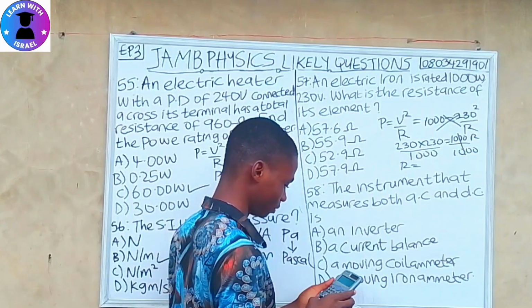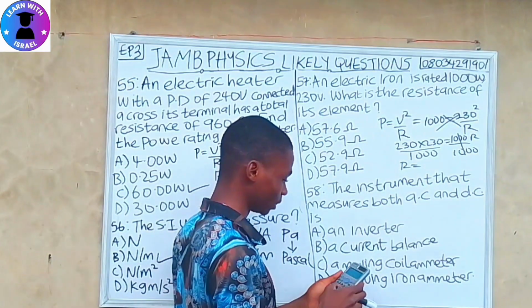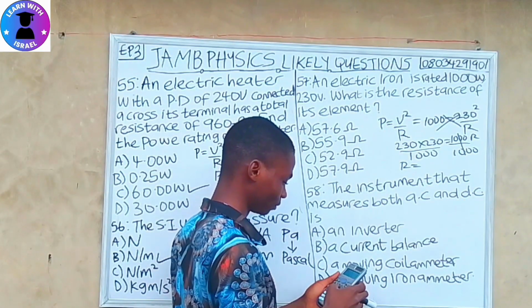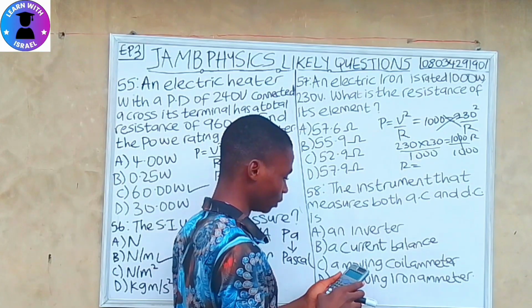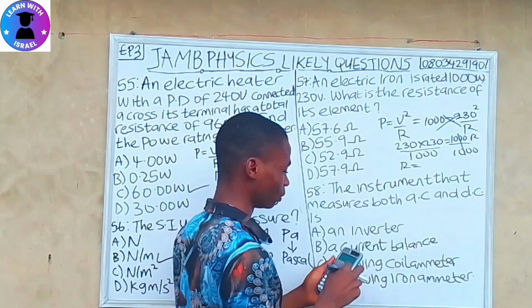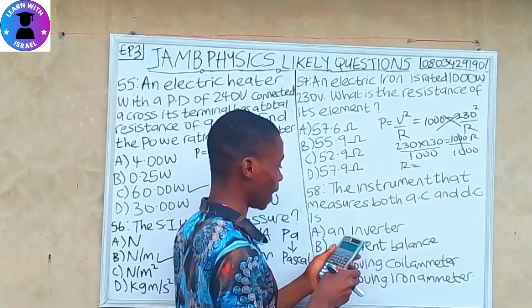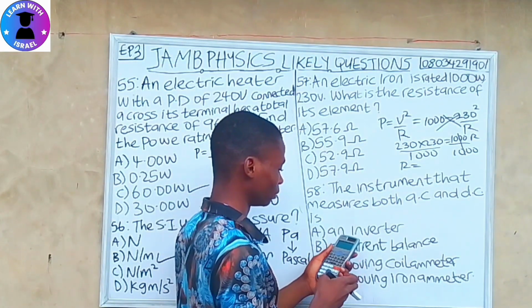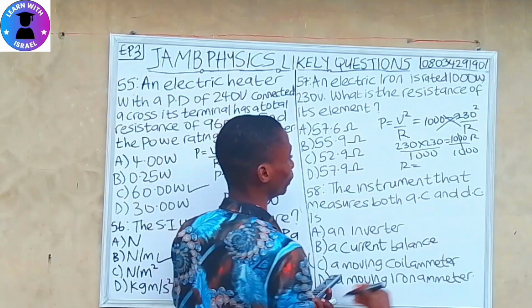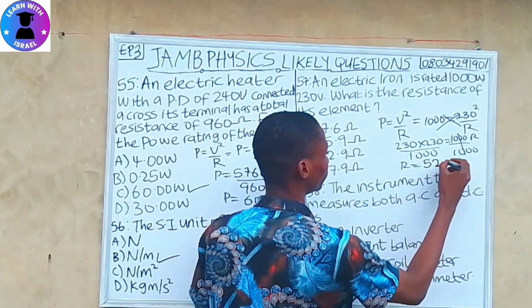230 multiplied by 230 will give us 52,900. So let's divide it by 1000. That will be 52.9.